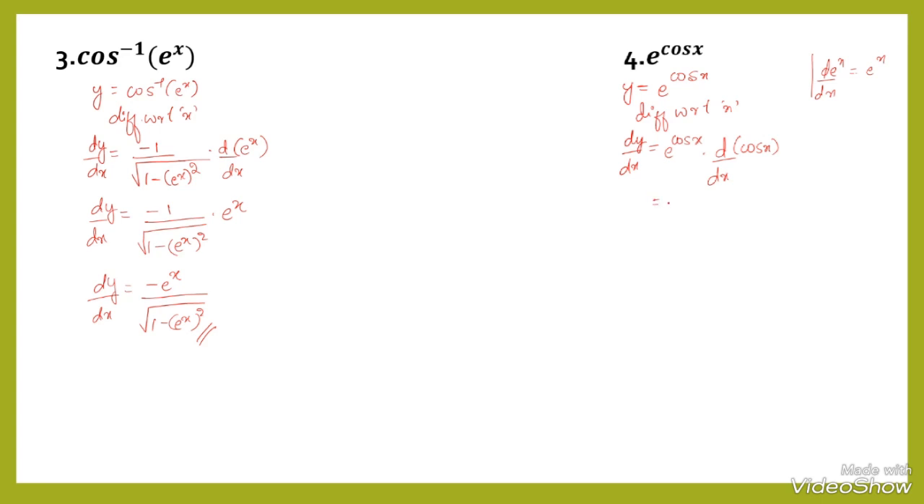Now e to the power cos x, d by dx of cos x will be minus sin x. Then we want dy by dx. dy by dx is equal to minus sin x into e to the power cos x. While arranging the terms, we get dy by dx is equal to minus sin x into e to the power cos x. Let's move on to the problems.